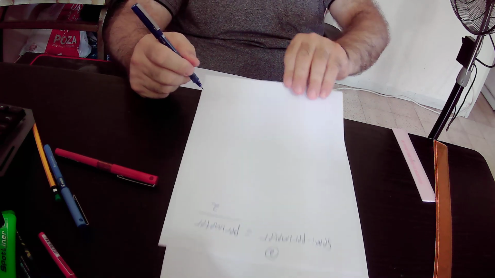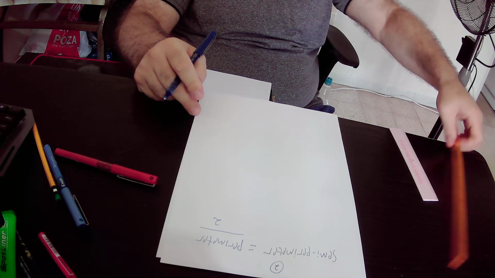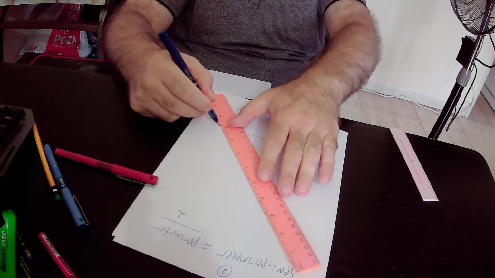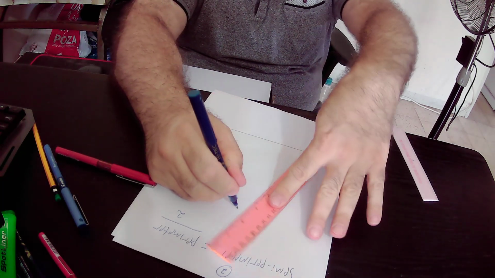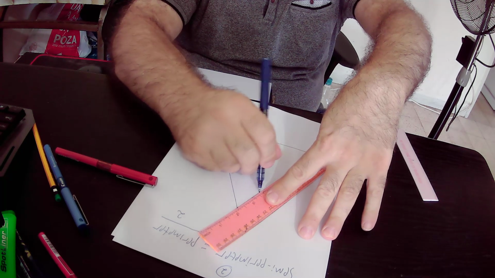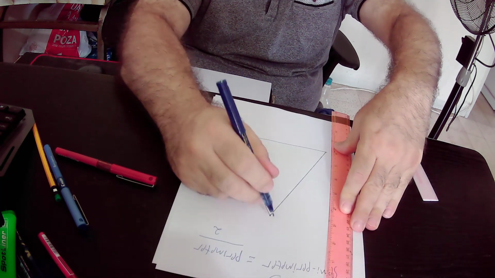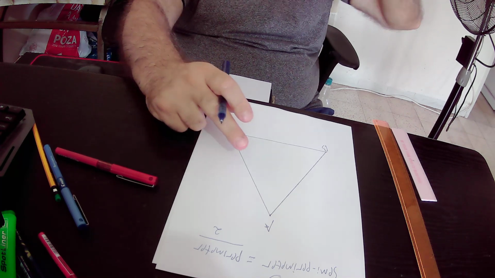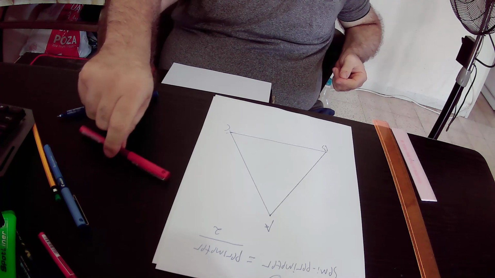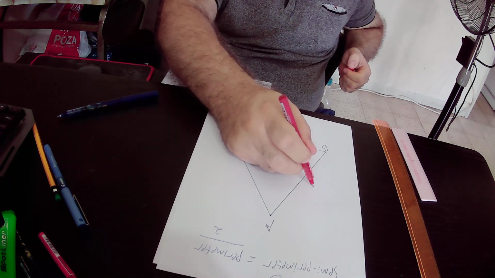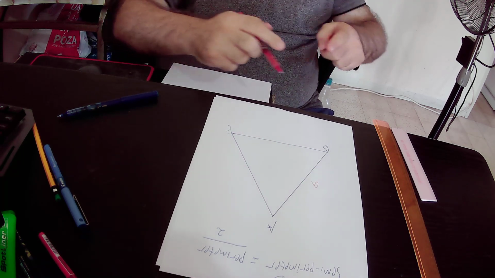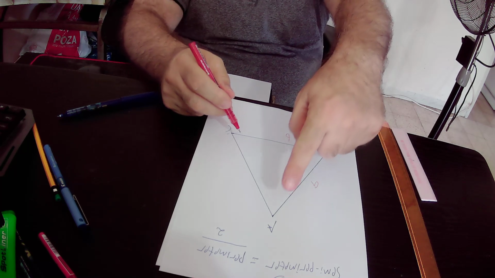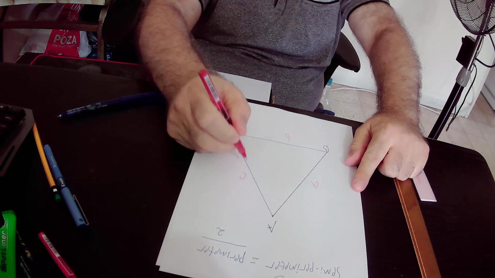So actually, if we have triangle ABC, and we know that side AB of this triangle equals A units in size, side BC of the triangle equals B units in size, and side AC of triangle ABC equals C units in size.